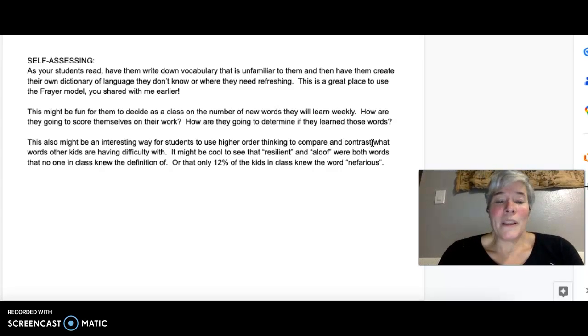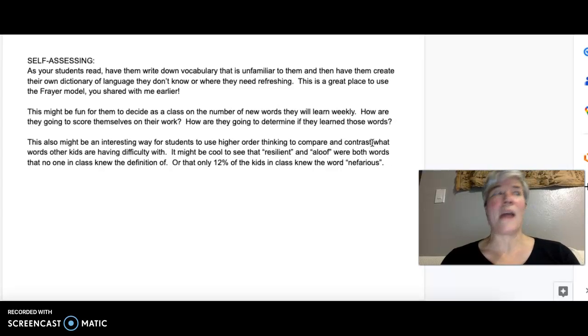It could be really fun for them to decide as a class how many words they're going to learn weekly, how they're going to score themselves on their work, and how they're going to determine that they have learned these words. I think these are all things that would help the kids have buy-in when they're having to learn this stuff. This could also be a great way to get math involved in there. I don't know exactly if you teach math or if that goes to another teacher, but it could be fun.